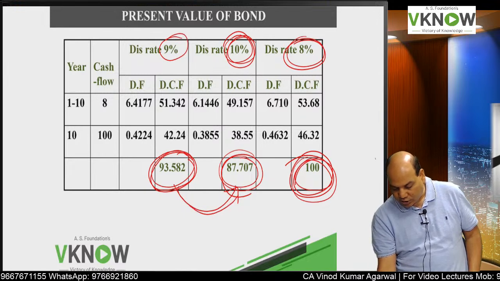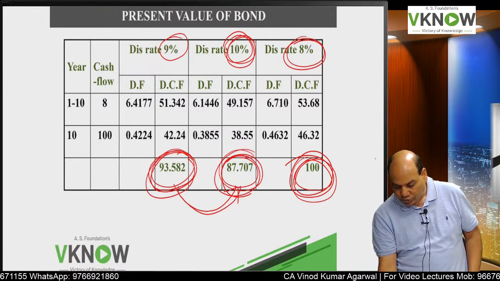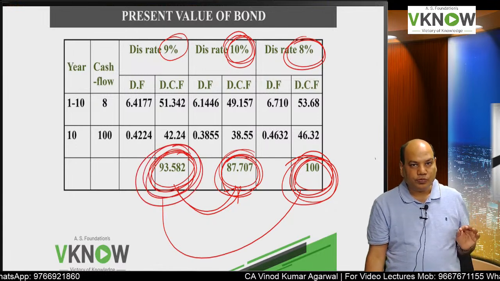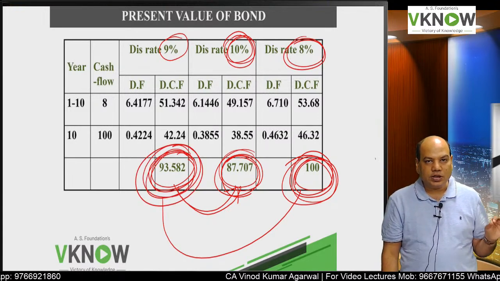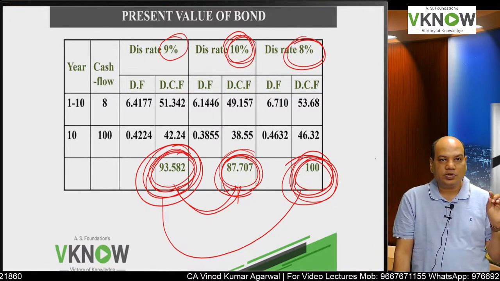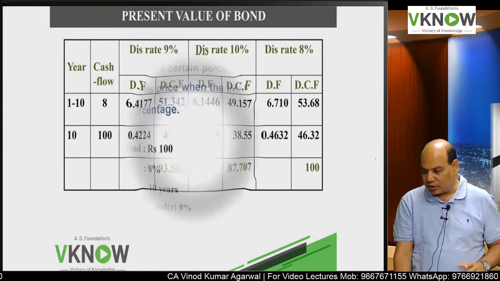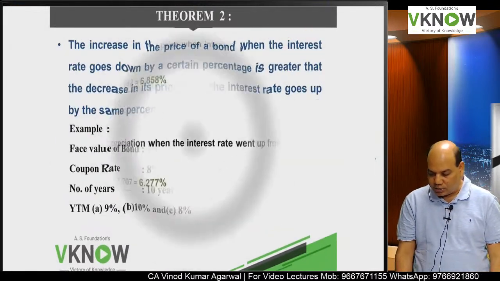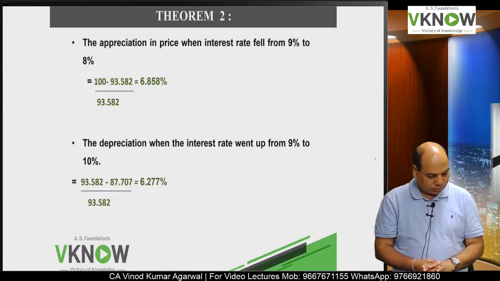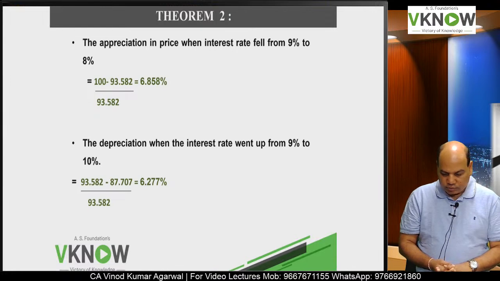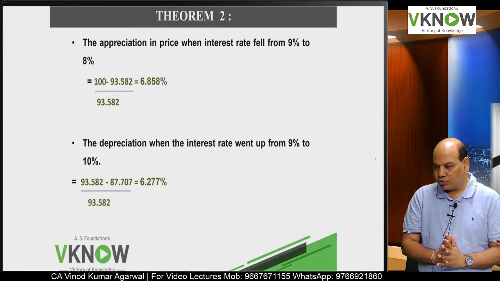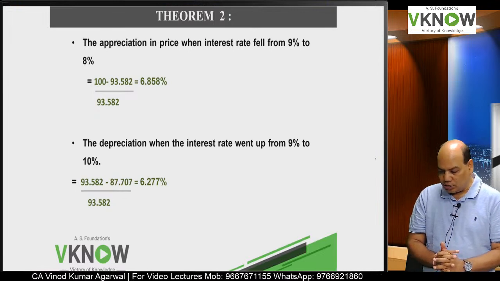In one percentage change I will compare these two numbers, and in the second I am going to compare these two numbers, and I am going to prove that the percentage change in bond price is not equal even though YTM has changed by 1% on either side. Okay, so write down the answer for theorem 2 in your notebook. Already we have done the calculation, so I am not spending time on the calculation part.